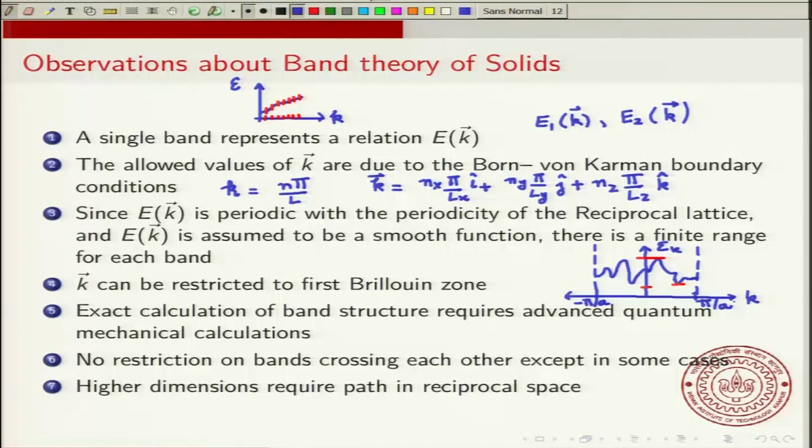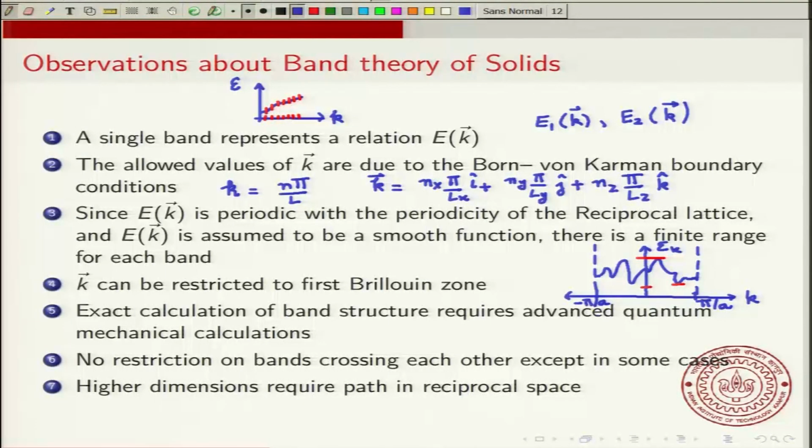In higher dimensions you have to look at a three dimensional object, that is the first Brillouin zone. And this is another point I want to make. If you want to exactly calculate the band structure, you need to do advanced quantum mechanical calculations. You need to really solve the Schrodinger equation. We actually never solved the Schrodinger equation, we just qualitatively described why bands should be there and what their structure is supposed to be. But if you really want to calculate it starting from first principles, you will have to do advanced quantum mechanical calculations.